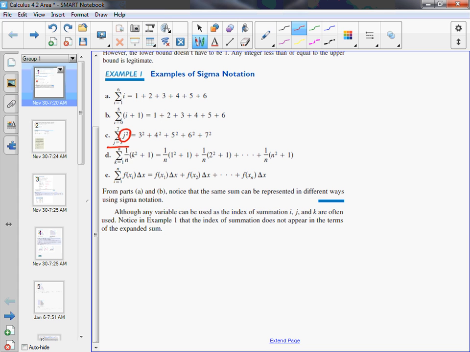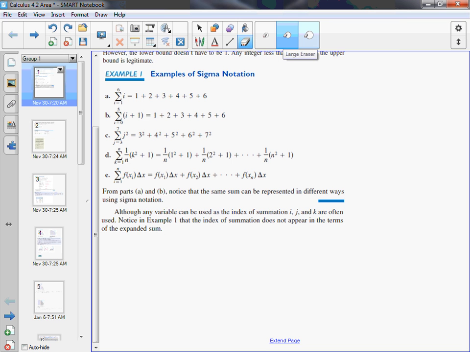Okay? And then look what our terms look like. They're all J squared. So when we start counting at 3, our first term is 3 squared. Then we go up to 4, so our next one is 4 squared, 5 squared, 6 squared, stop at 7 squared. Okay? Notice on any of these, have we actually worked out the answer yet? No. Can we? Yeah, you just got to add. Okay?